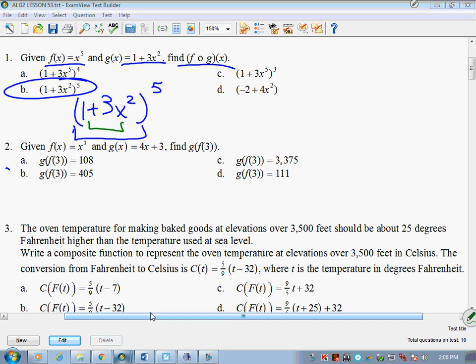Had they told me that it was, say, f of g of 3, I would just go in and plug in a 3 where I see that x, and then I would solve from there. Okay?